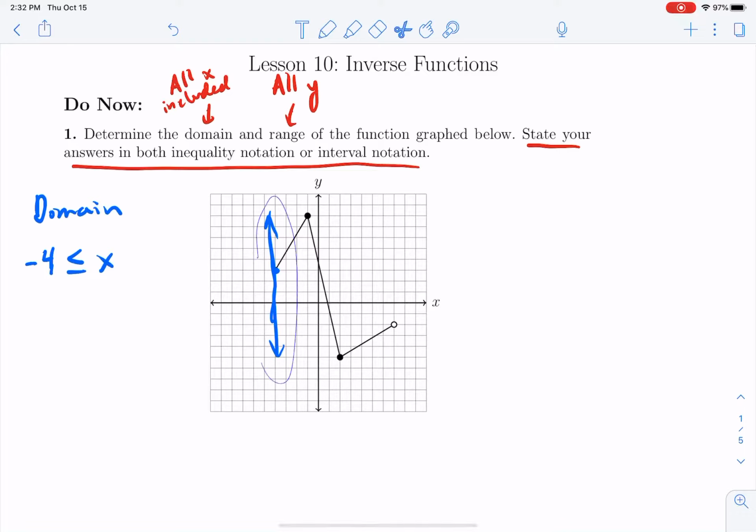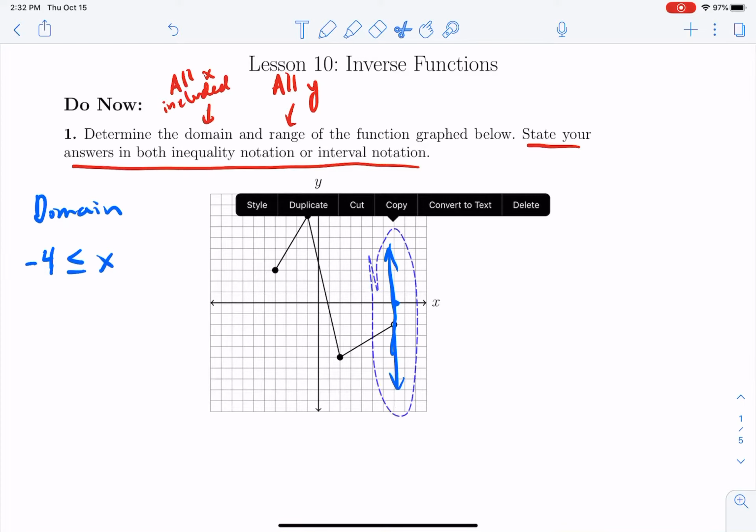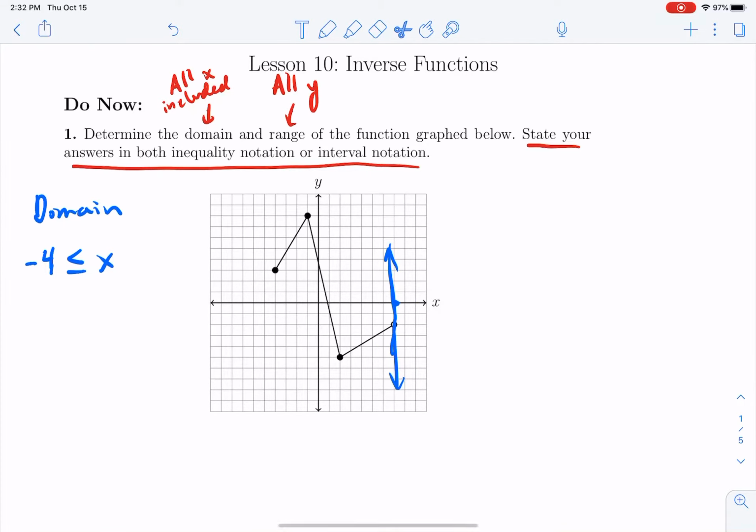The largest value occurs here. So for my largest value, that occurs at 7, and notice, you might not be able to see it now, but the circle is not filled in. So I'm going to write less than 7. x is less than 7.